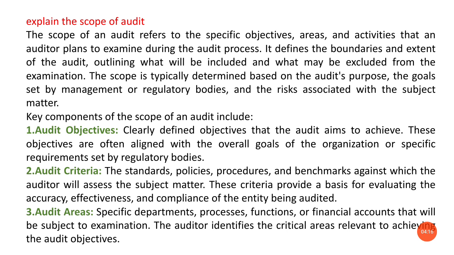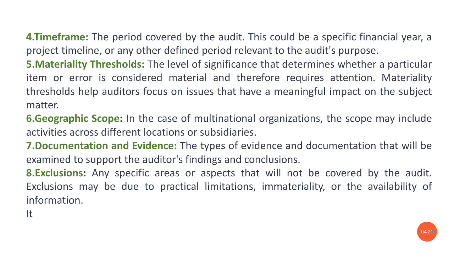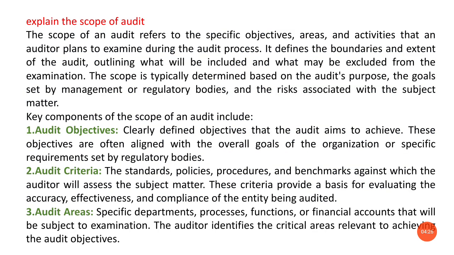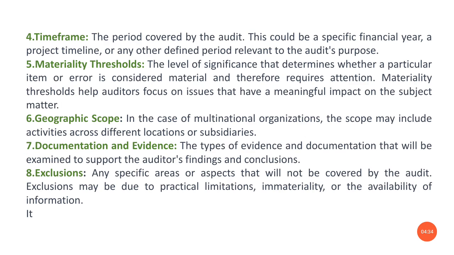3. Audit areas. Specific departments, processes, functions, or financial accounts that will be subject to examination. The auditor identifies the critical areas relevant to achieving the audit objectives. 4. Time frame. The period covered by the audit. This could be a specific financial year, a project timeline, or any other defined period relevant to the audit's purpose.